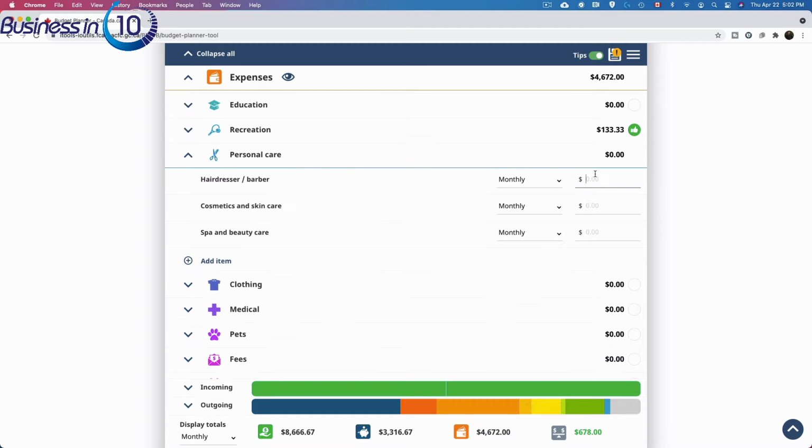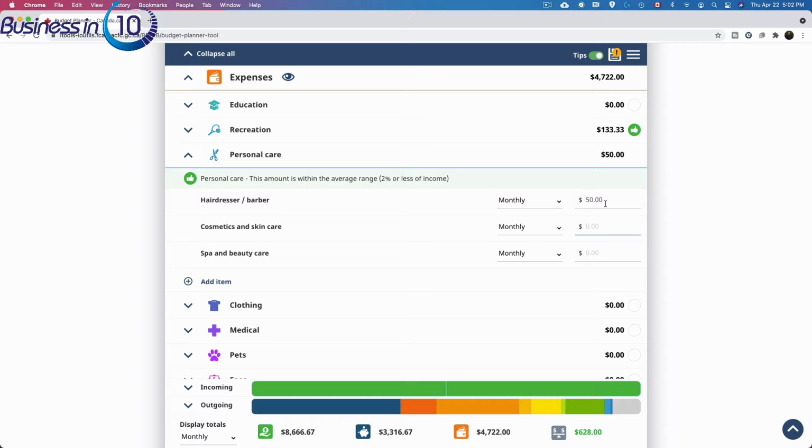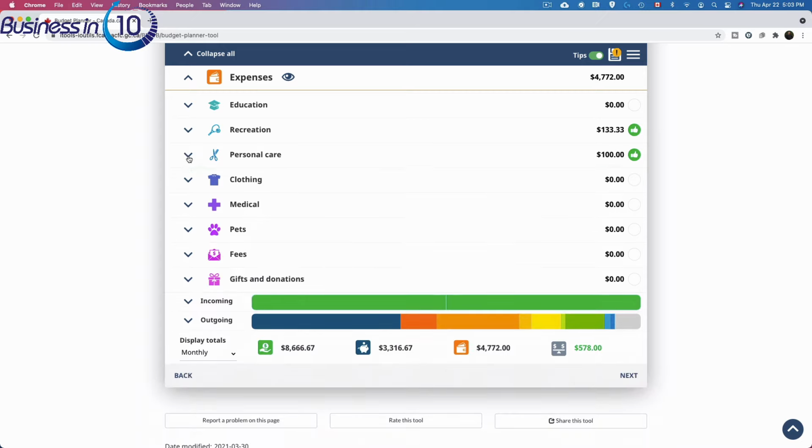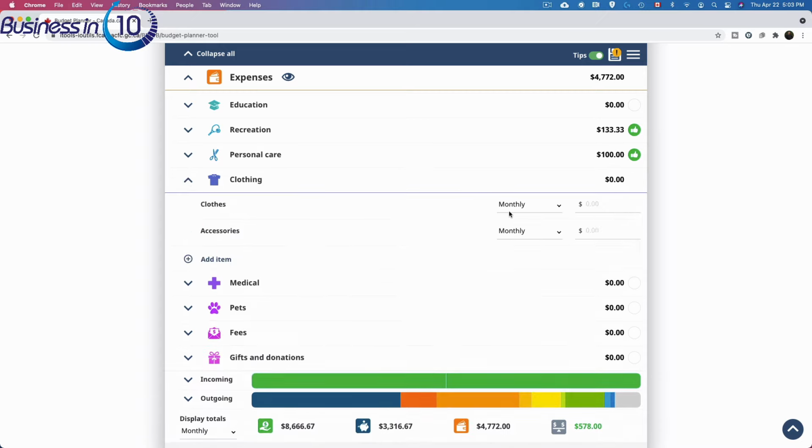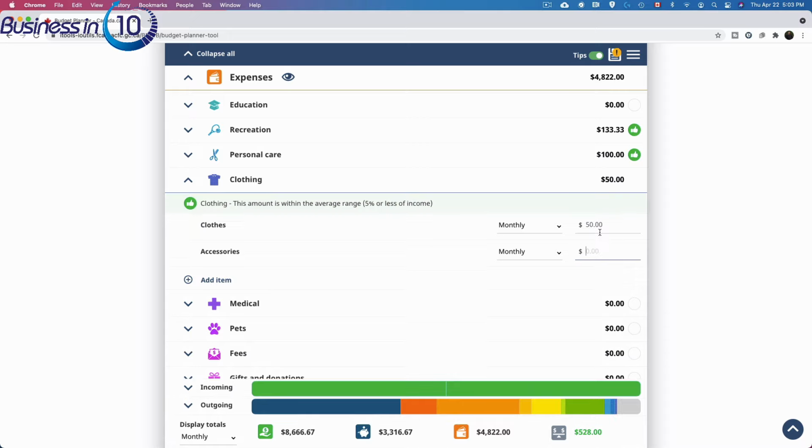Personal care, hairdresser and barber, let's say $50. Cosmetics, let's say another $50. Spa and beauty care, if you do that, then put the number in here, and please be careful. Look at the numbers here. It's getting smaller and smaller. Clothing, we all need clothing. Let's say $50 a month. Accessories, you could put a number there if you have an accessories expense on a monthly basis.